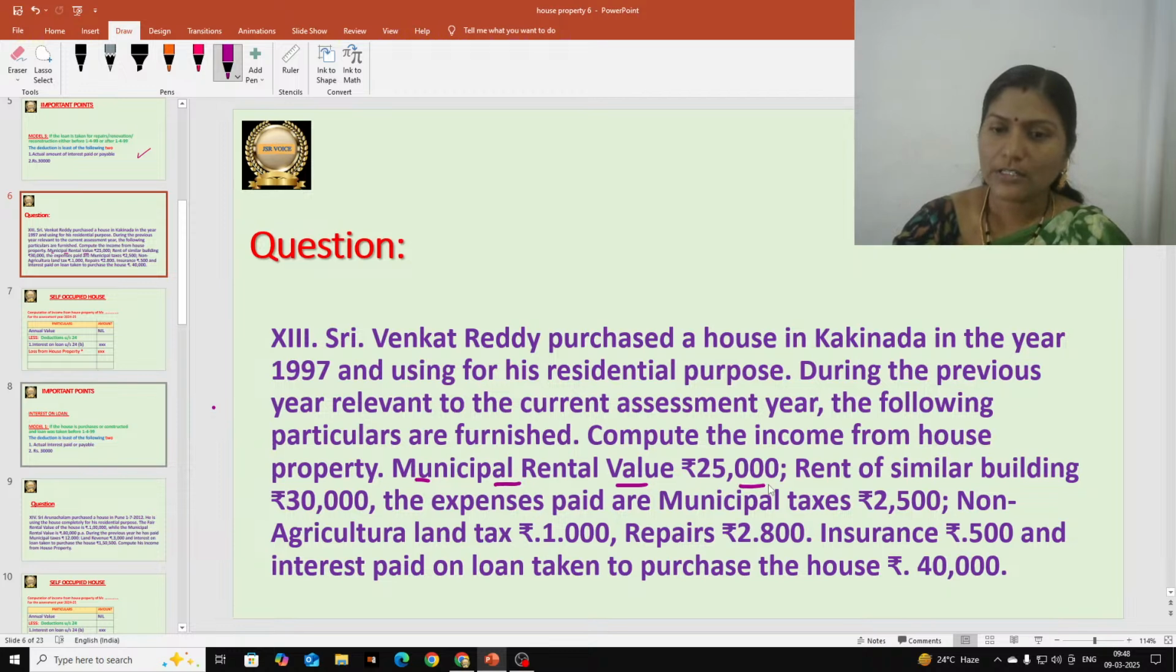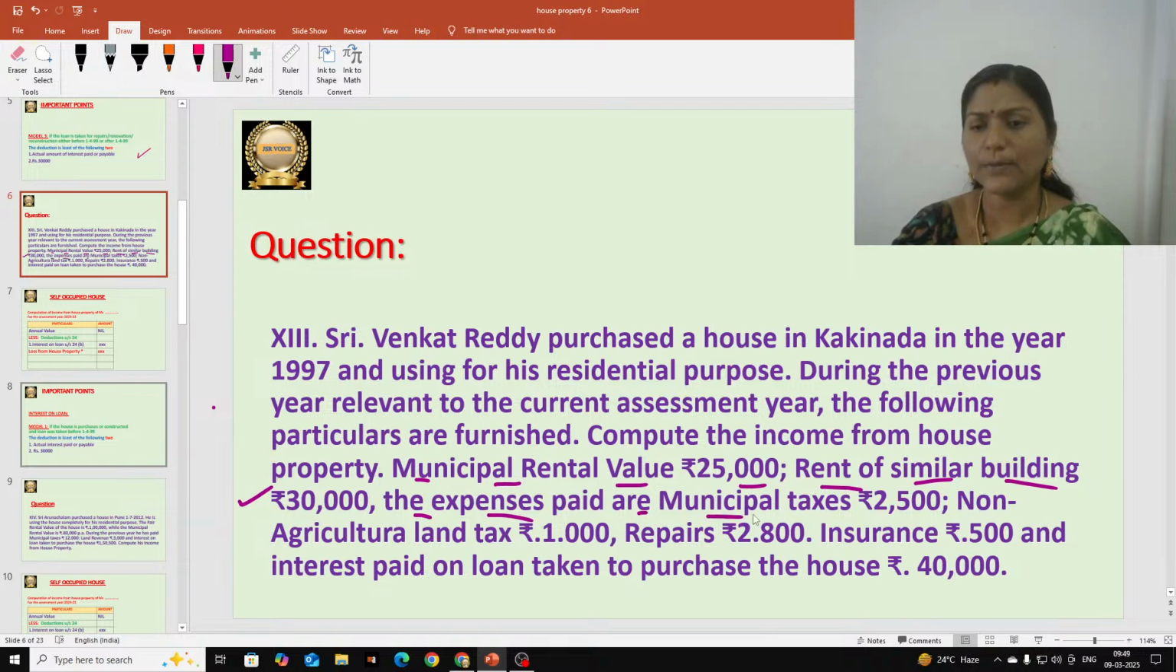We don't want this 25,000. And next, rent of a similar building means FRV, fair rental value. Fair rental value is 30,000. Do you need that? No, you don't need that either. So we will ignore that. They give these in the question to confuse us, but we have to ignore them because we have no work with those items in the case of a self-occupied house property. Next, the expenses paid are municipal taxes.